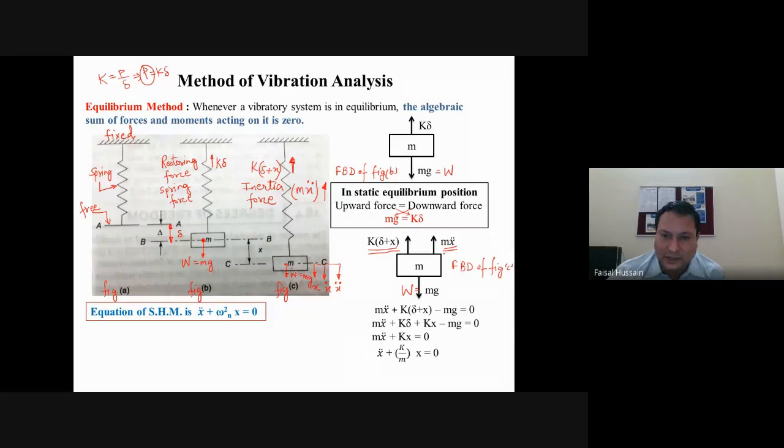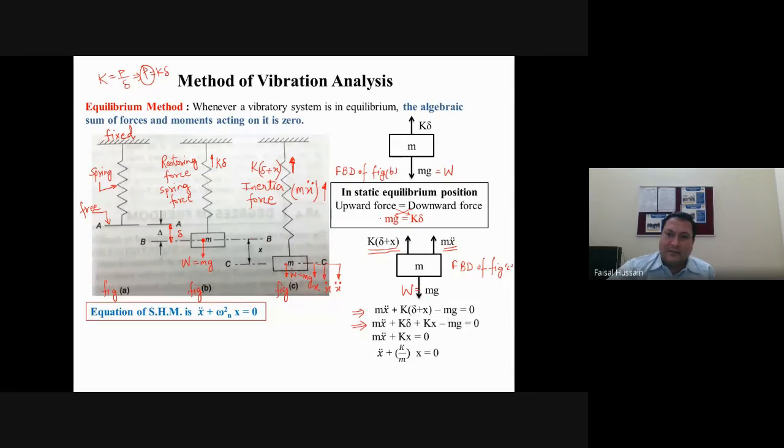Now, if we use the D'Alembert principle, it says that the algebraic sum of all the forces acting on the system is zero. So, vertically upward positive: mx double dot plus k into (delta plus x), and mg is downward, so minus mg equal to zero. Then mx double dot plus k delta plus kx minus mg equal to zero.